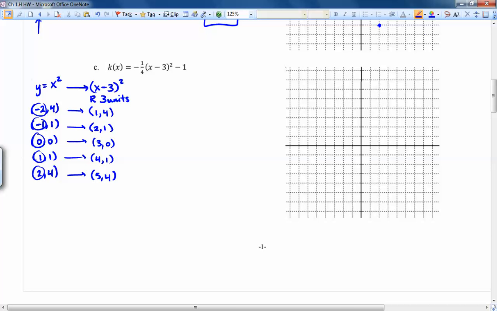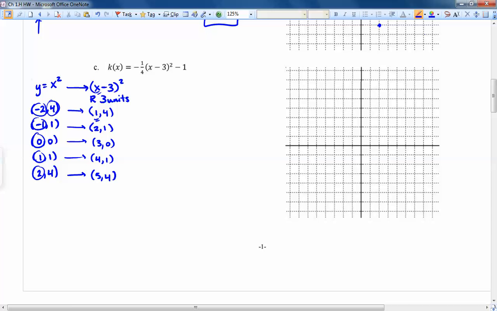So if you don't understand that, we'll just plug in 1, this 1 right here, into here. And you get negative 2 squared. Well, negative 2 squared is this. So that's why the y stays the same.